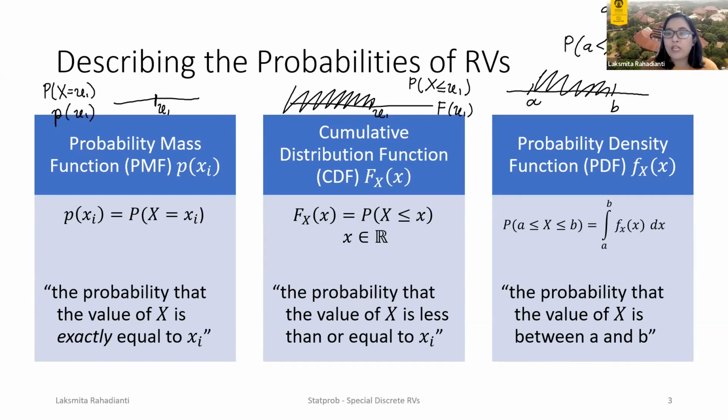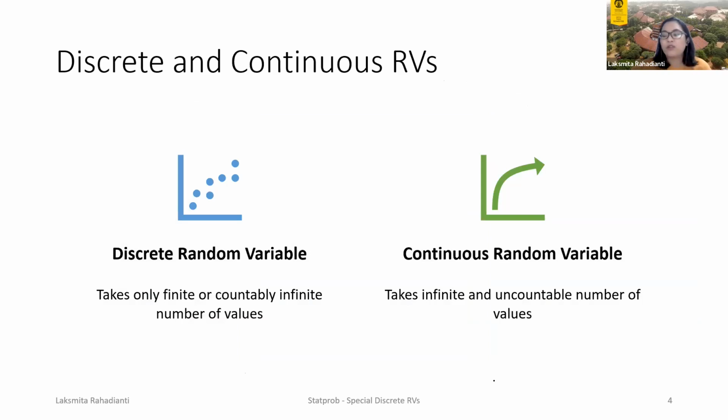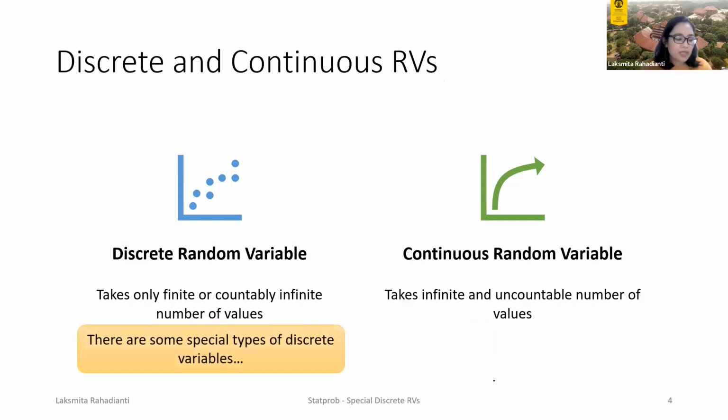Be careful for trick questions. If you are asked to compute the top one and the bottom one, it's the exact same thing. So from these methods, the first two can be used to describe the discrete random variables, and the second two can be used to describe the continuous ones. We already learned that there are two different types of random variables, discrete and continuous. But there are some special discrete ones that you may recognize once we go through the definitions.